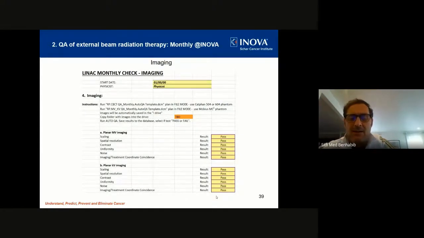For the imaging, Mobius is a very good tool. Everything is automated. We use Mobius phantoms as well as Mobius software. Basically for the kV, for the MV, for the CBCT, we check the scaling, the spatial resolution, the contrast, the uniformity, and the noise. We do this on a monthly basis. Next slide.